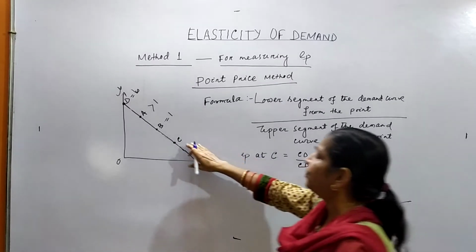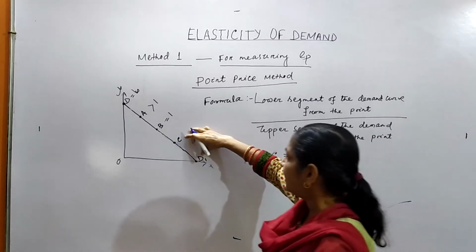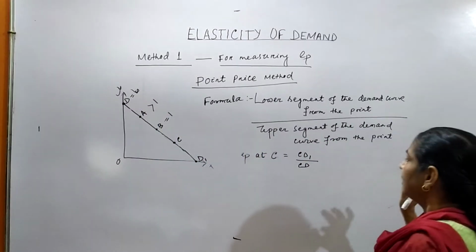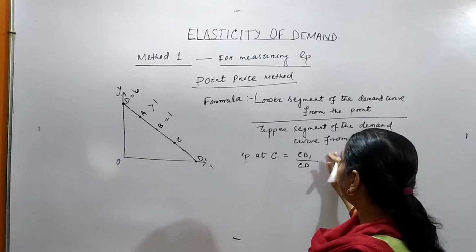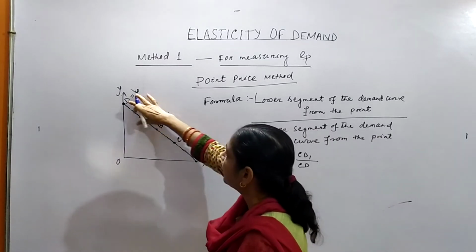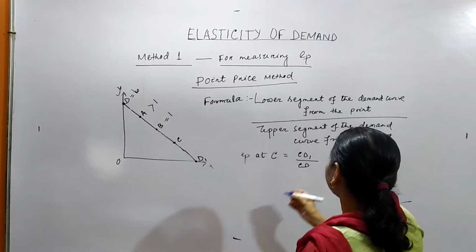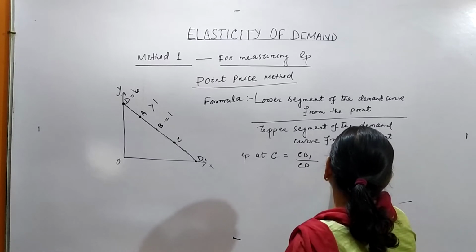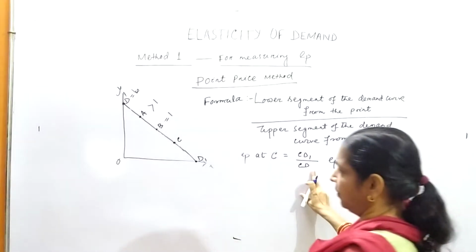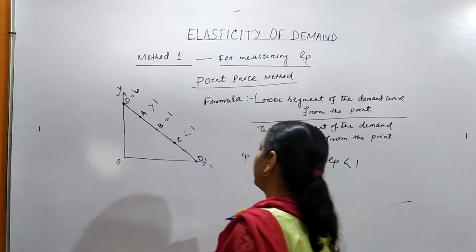Friends, you can see which is greater, whether numerator is greater or denominator is greater. CD1 is the numerator and CD is the denominator. So obviously you can see that CD1 is less than CD. This is the size smaller and this is size greater. So EP value is less than 1. Numerator is smaller than denominator. यहाँ पर EP less than 1.